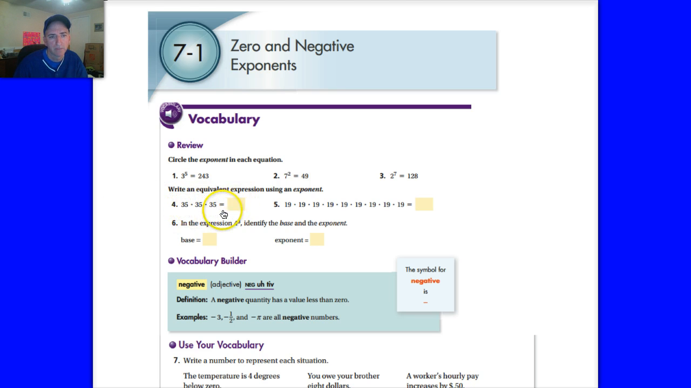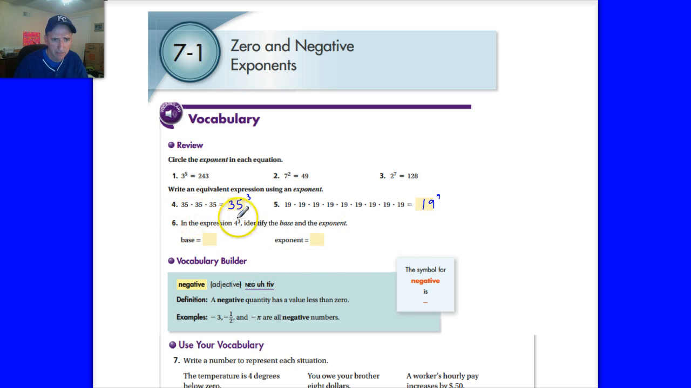Using an exponent here, 35 times 35 times 35 equals 35 to the power of 3. So when we have exponents, it's multiplication that many times. 19 here, we count up the 19s: 1, 2, 3, 4, 5, 6, 7, 8, 9. That's 19 to the power of 9. So the exponents create a way for us to write very large numbers in a real simple way.